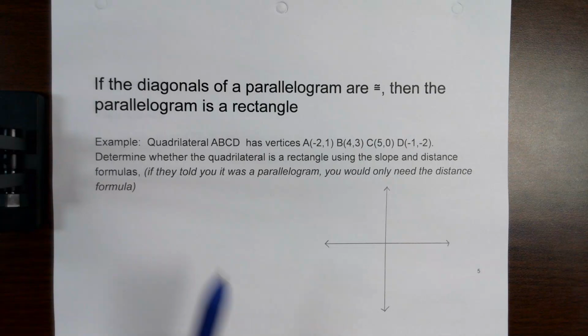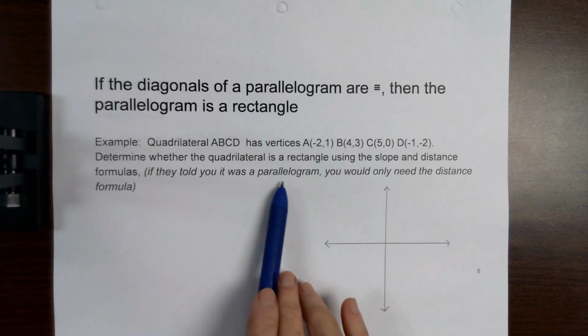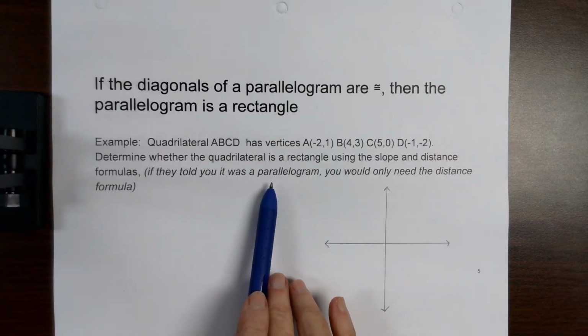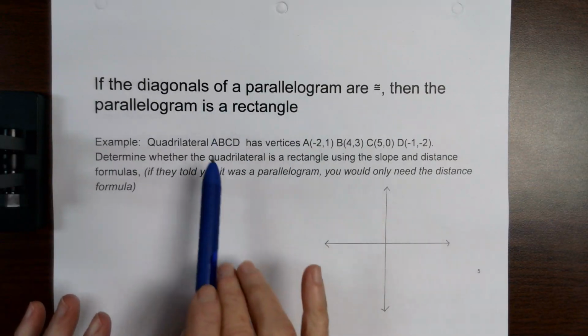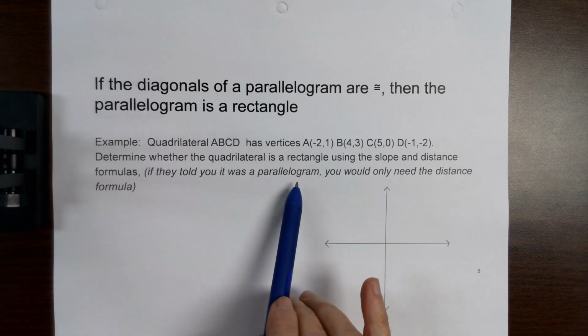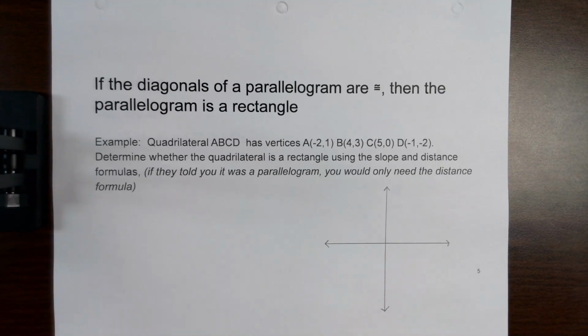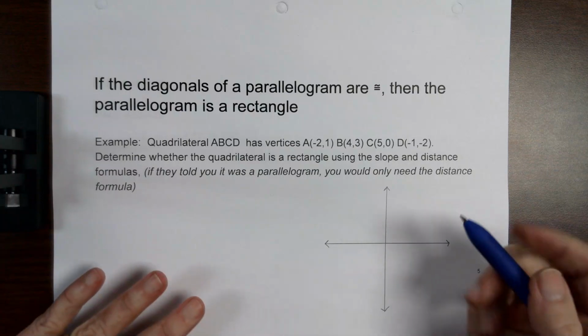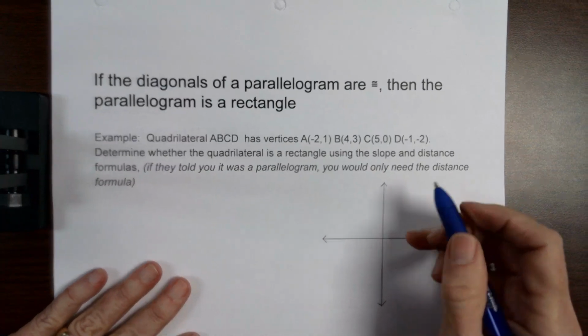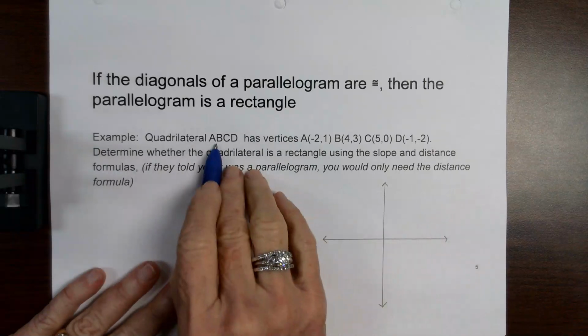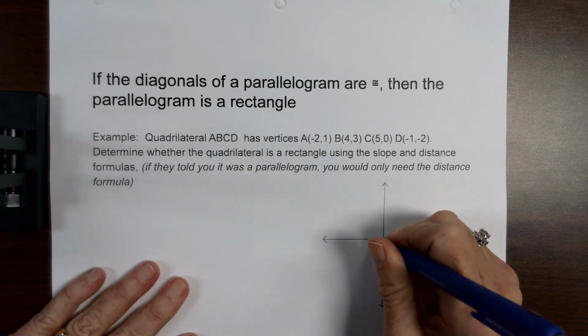Now, if they had told me it was a parallelogram, I would only need to use the distance formula, because if I can prove that their diagonals are congruent, knowing that it's a parallelogram, I can conclude that it's a rectangle. But on this one, all I know is it's a quadrilateral. So first, I have to prove that it's a parallelogram.